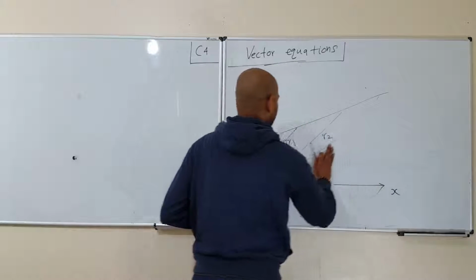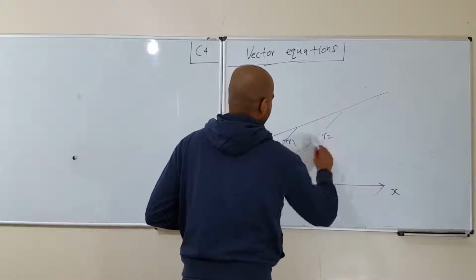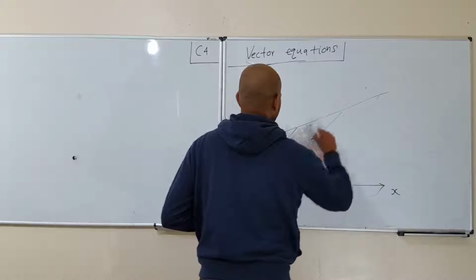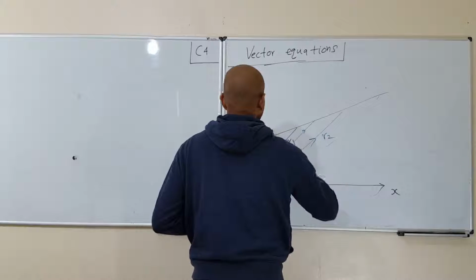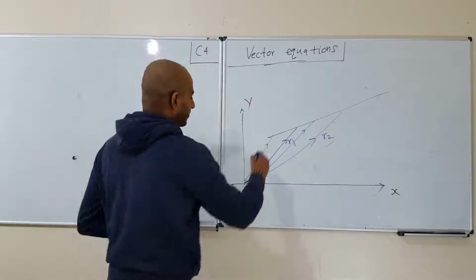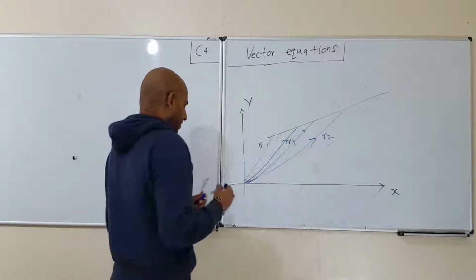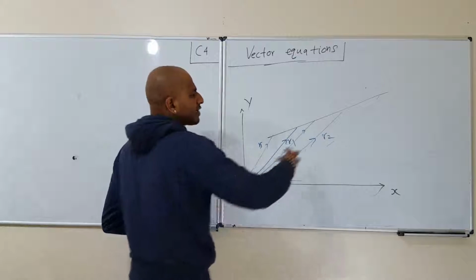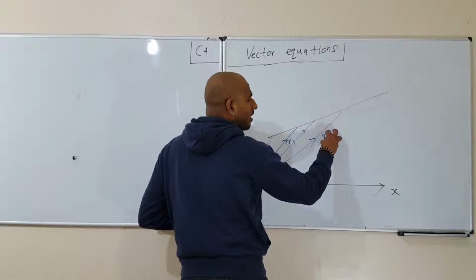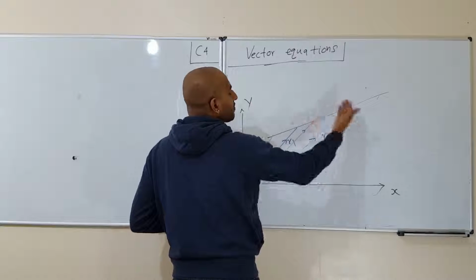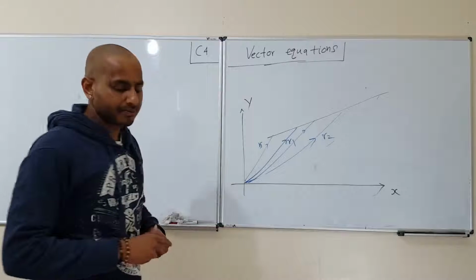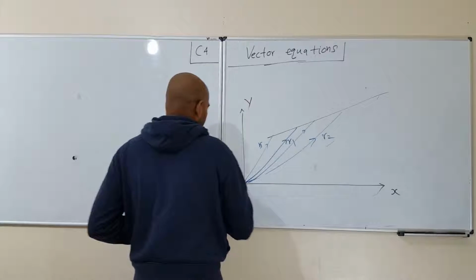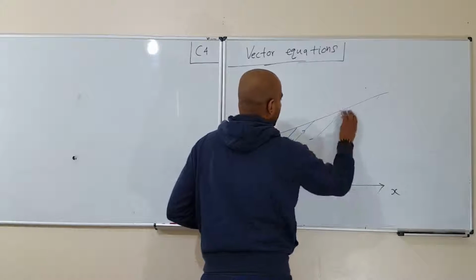These are position vectors. We can depict as many position vectors as we want, plenty of them. So if we can find an equation, a general formula for R, then we can work out these points. That's the whole idea. So let's see how it's done.